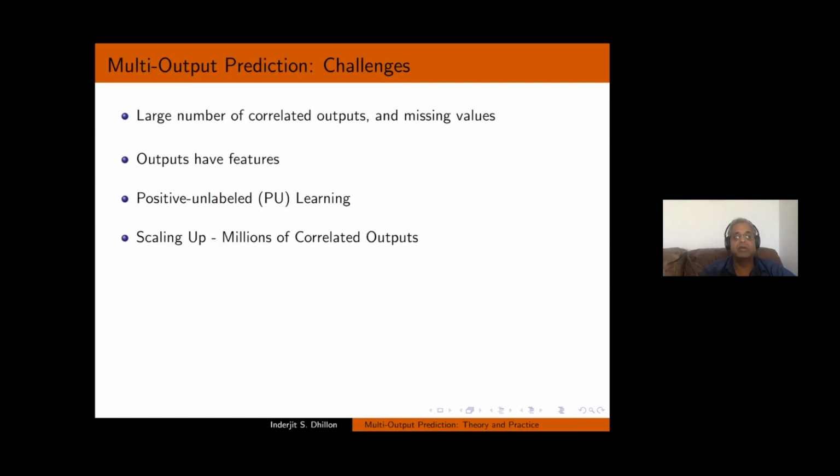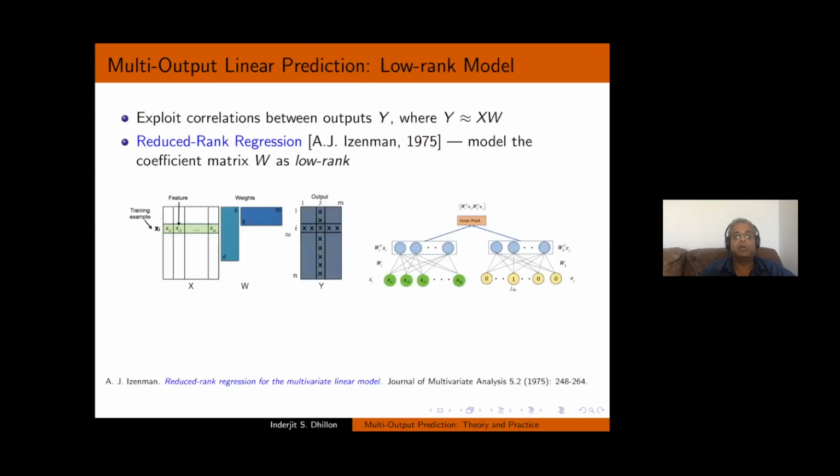So let's look at the first one, which is a large number of correlated outputs. We'll talk about that for the time being without thinking about missing values. One way to model this would be to model the coefficient matrix as being low rank. Here I've given the same kind of picture as above: X times W is nearly equal to Y. A fairly simple linear model, except now we believe that the outputs are correlated. So we will model the coefficient matrix as a low rank matrix, say of rank K.